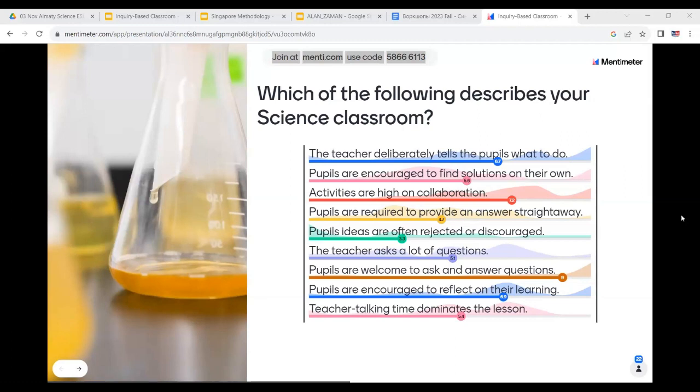And on the other side, the statement with the highest response was this one: pupils are welcome to ask and answer questions. Why did you rate this statement this high? Yes, Miss Kate. I think that when they ask and answer questions, they can really understand what they're talking about, and that's also encouraging their curiosity.